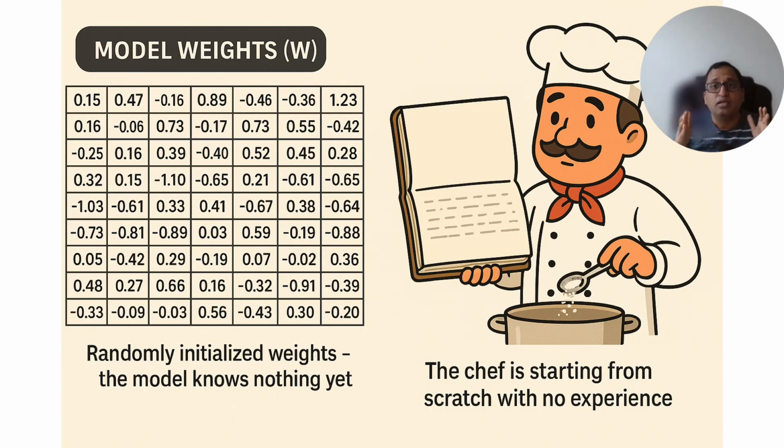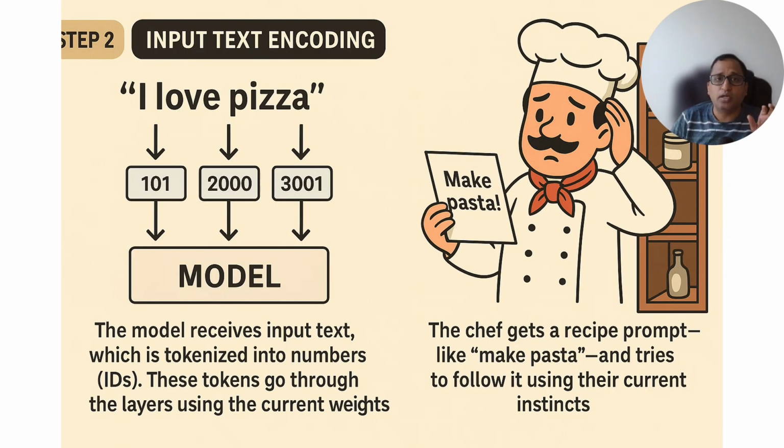To summarize, for now you can assume that the model's knowledge is what the model weights represent. Every response you get from an LLM is because of those model weights, which guide the model's response, and those weights are random at the beginning. Okay, so now that we have initialized the model weights, let's look at what happens when we feed in some text.